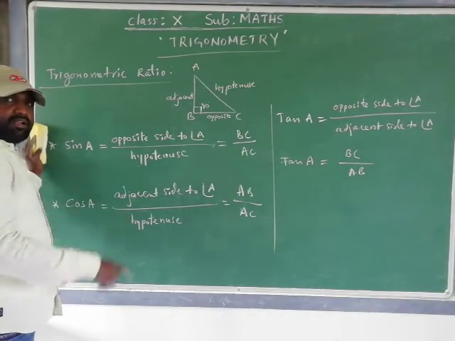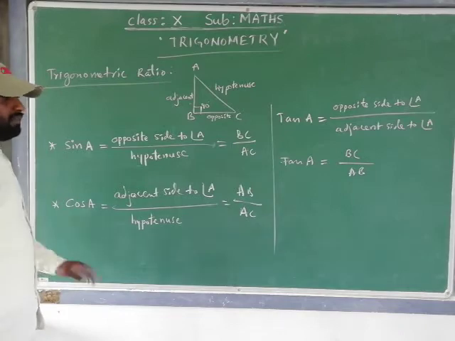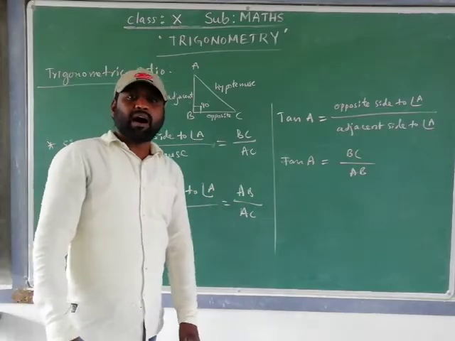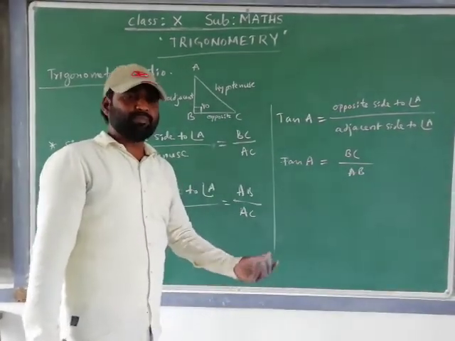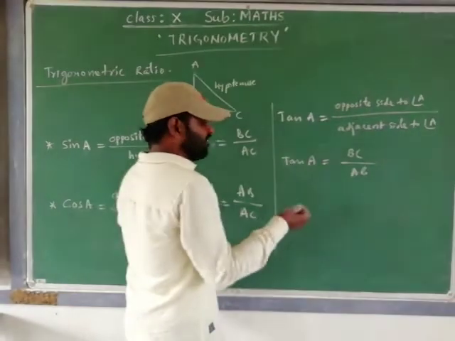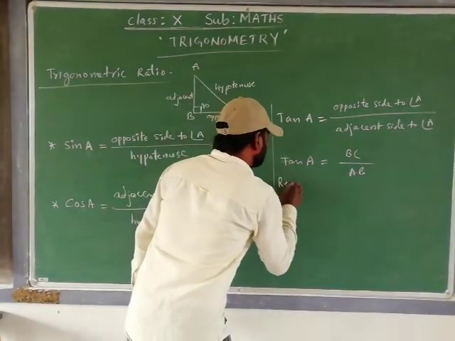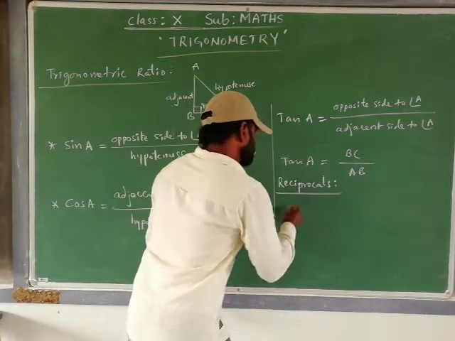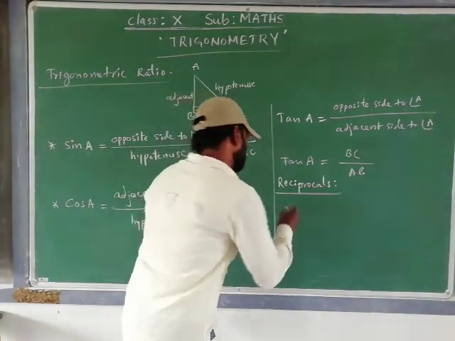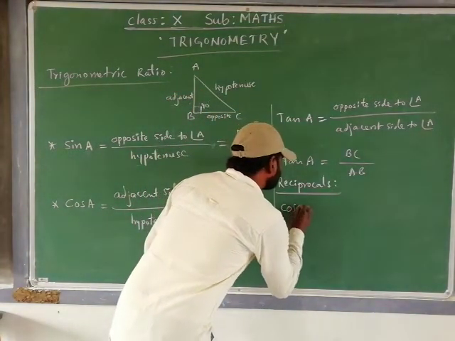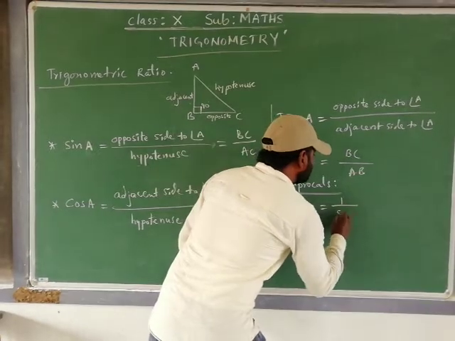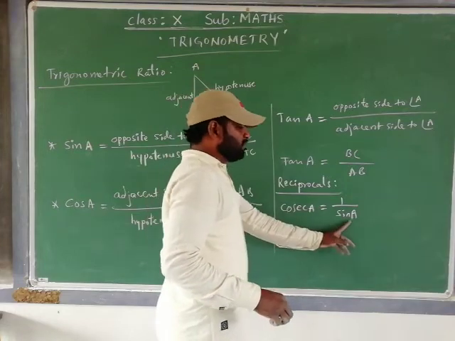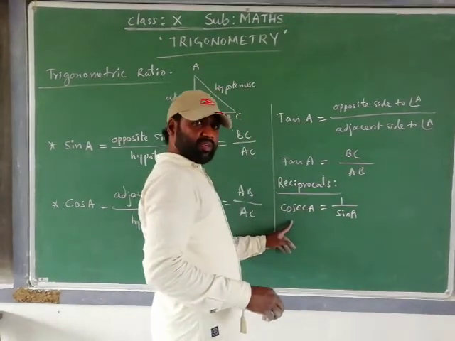Do you understand all this? Now let us go for another one. These are the basic three trigonometric ratios. We have another three: cosec, sec and cot, which are reciprocals. Sine's reciprocal is cosec. So cosec A is equal to 1 by sine A. That means these two are reciprocals: 1 by cosec becomes sine, and 1 by sine becomes cosec.